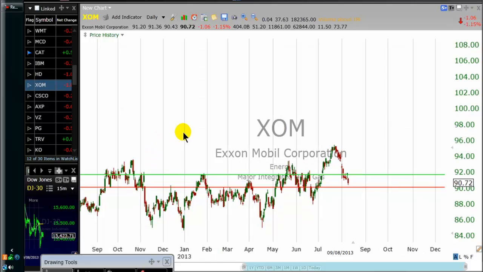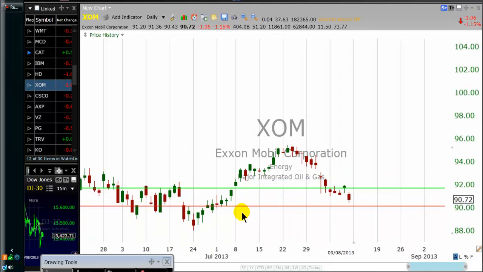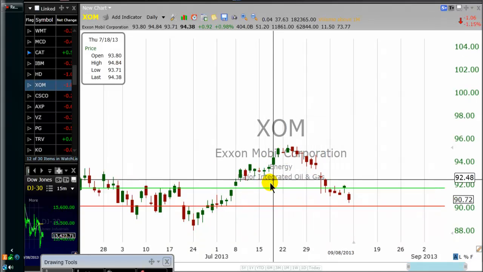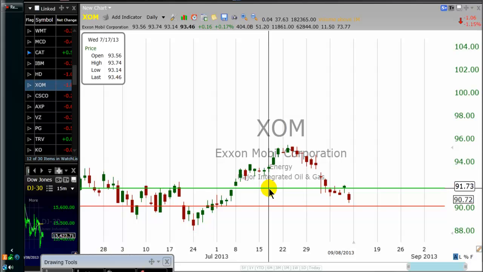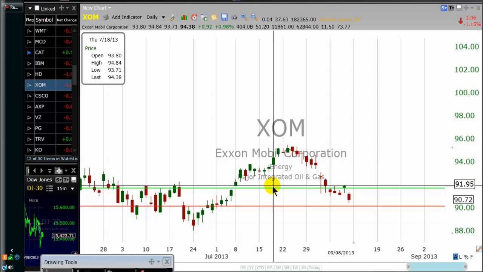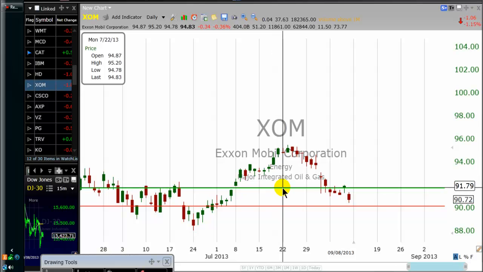ExxonMobil Corporation. I'm going to tell you the key level. You must pay attention to this one carefully. The long-term equilibrium price level for ExxonMobil is 91.73. You have to understand that these are not thin lines; these are zones. So you may hear me later say 91.95 or 91.76, 91.45. It's a zone. Right here, as you can see, we are now at 91.76. This is the long-term equilibrium price level. Note it down, valid up to the end of this year.